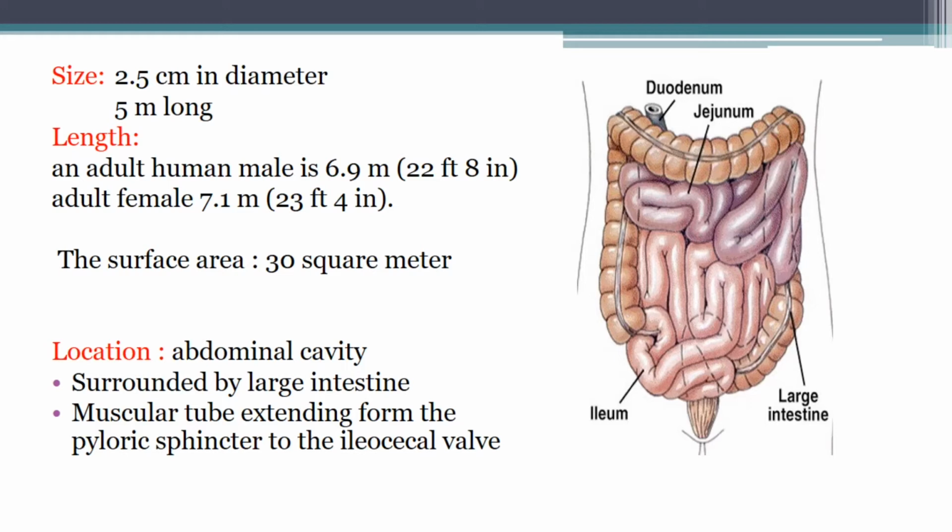The location of the small intestine is the abdominal cavity, surrounded by the large intestine. It is a muscular tube extending from the pyloric sphincter to the ileocecal valve. So this is all about the location.